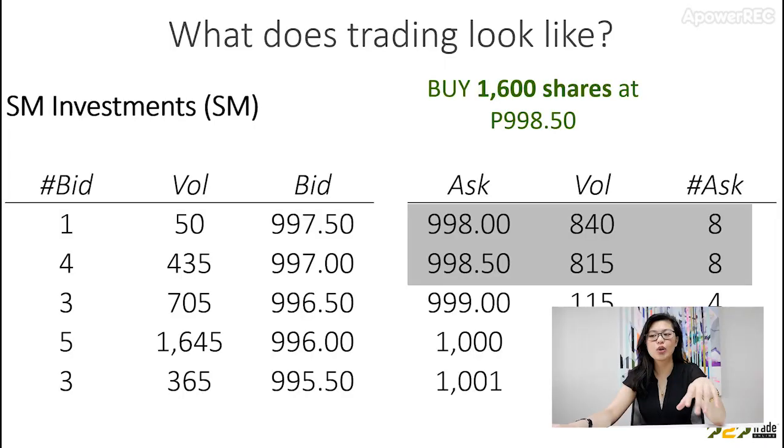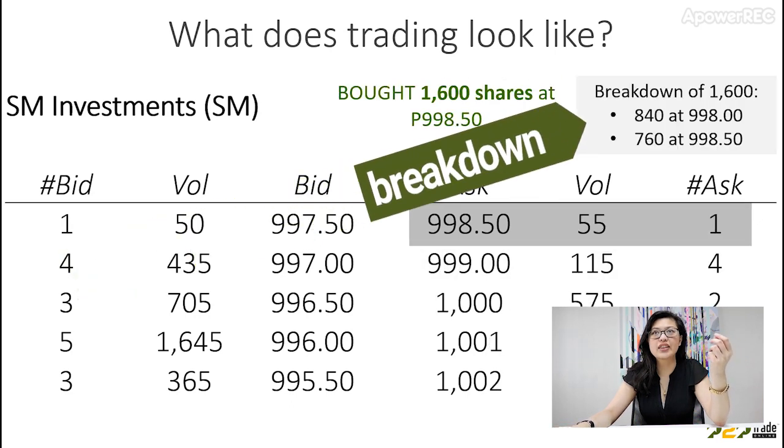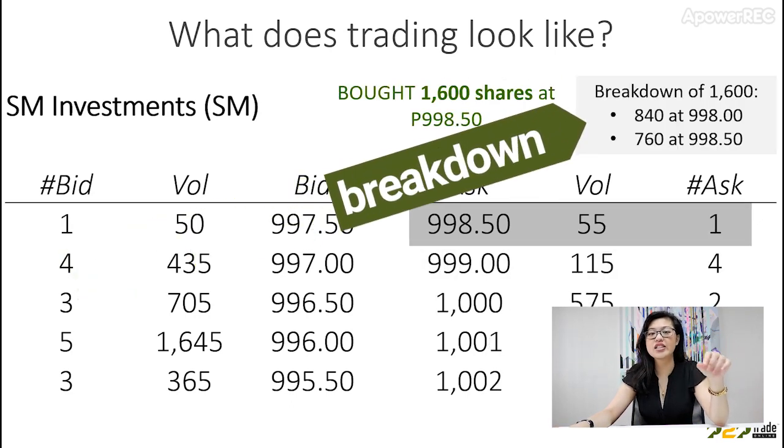Now, what if ayaw mo nang maghintay? Gusto mong bumili ng SM, 1,600 shares immediately. What price can you input? So, kung ganyan tayo, you can put in an order like this, buying 1,600 shares at 998.5. So pag input mo niyan, ang kinalabasan, ganito. This will be your breakdown. Mabibili mo 840 shares at 998 and then 760 shares at 998.5. The market will always give you the best price kahit mas mataas yung in-enter mong buying price. So for example, in-enter mo buying 1,600 shares at 1,000 pesos.